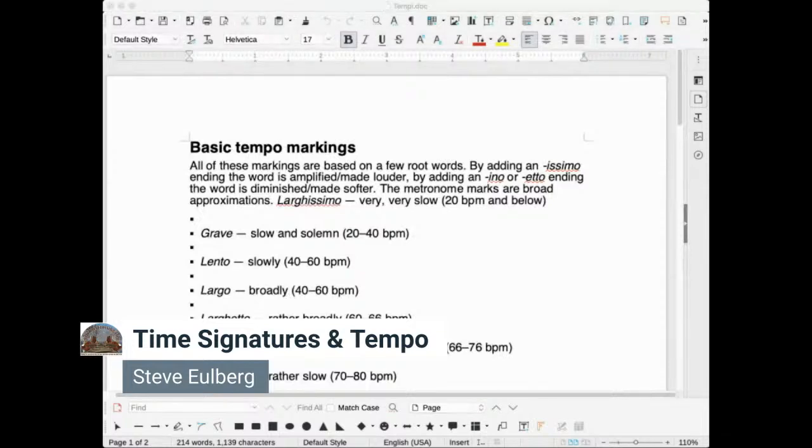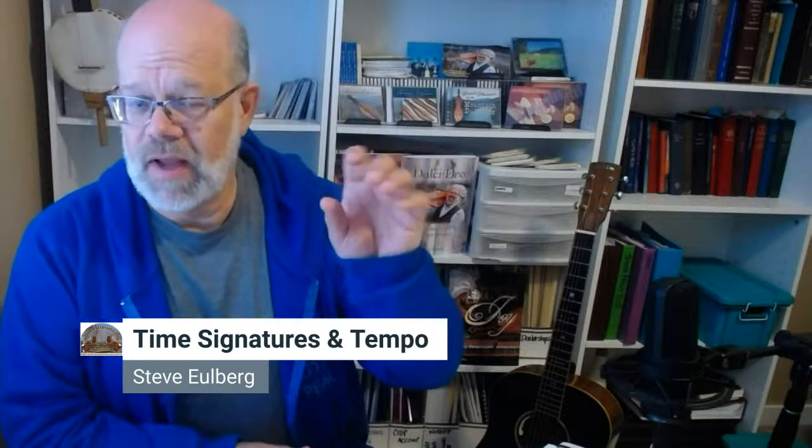But in musical notation, you'll often see some words at the top of the page, which will give you the general tempo, how fast this is going to be.